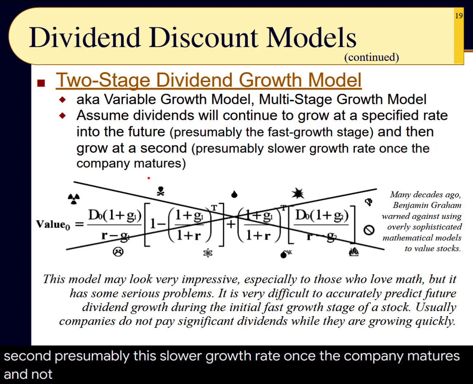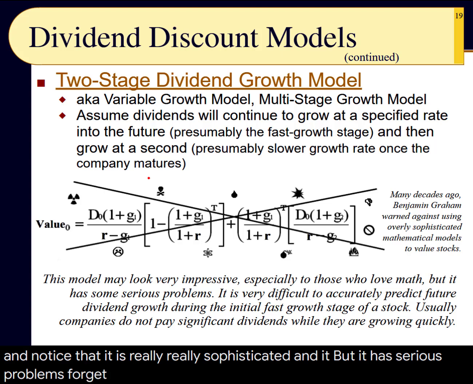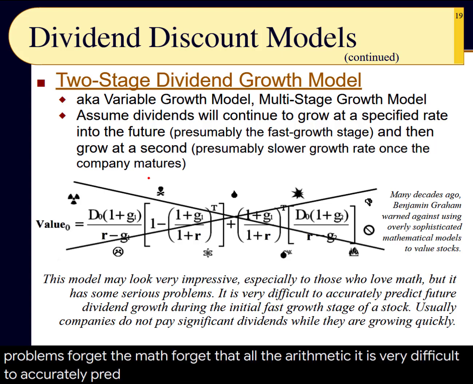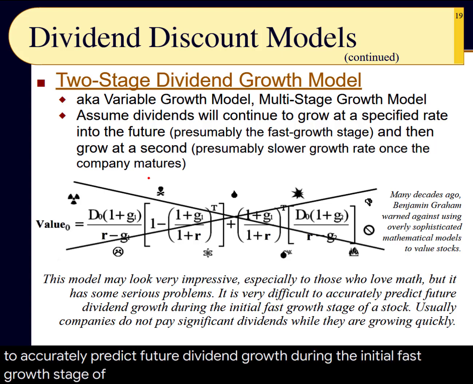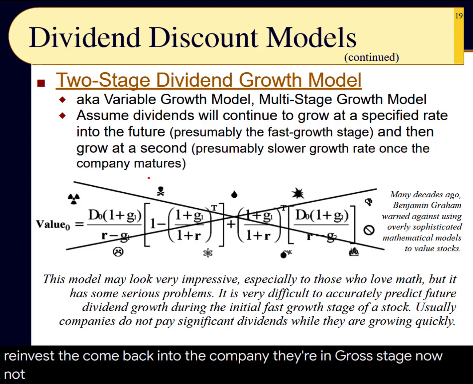And notice that it is really, really sophisticated, and it may look very impressive, especially to those who love math, but it has serious problems. Forget the math, forget all the arithmetic. It is very difficult to accurately predict future dividend growth during the initial fast growth stage of a stock, because typically they need that money to reinvest back into the company. They're in growth stage. Now, not all companies are like that.